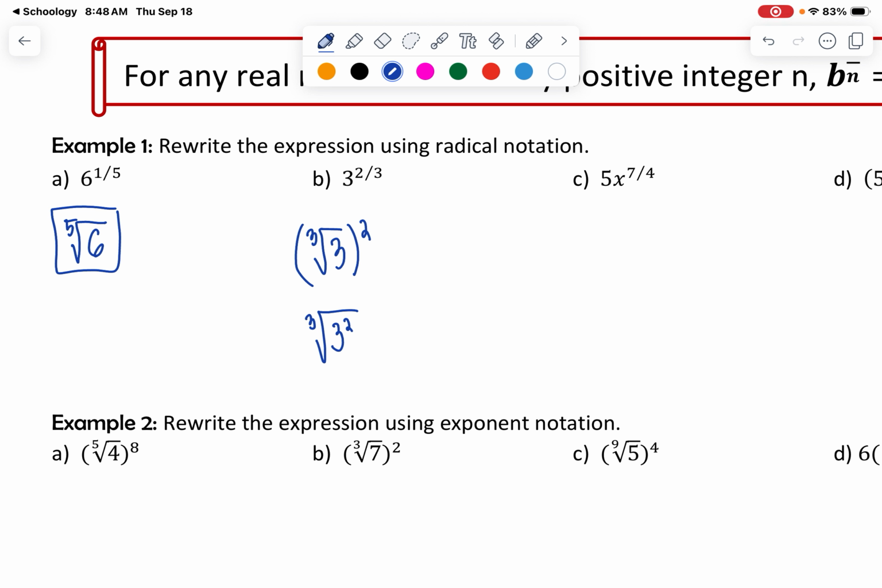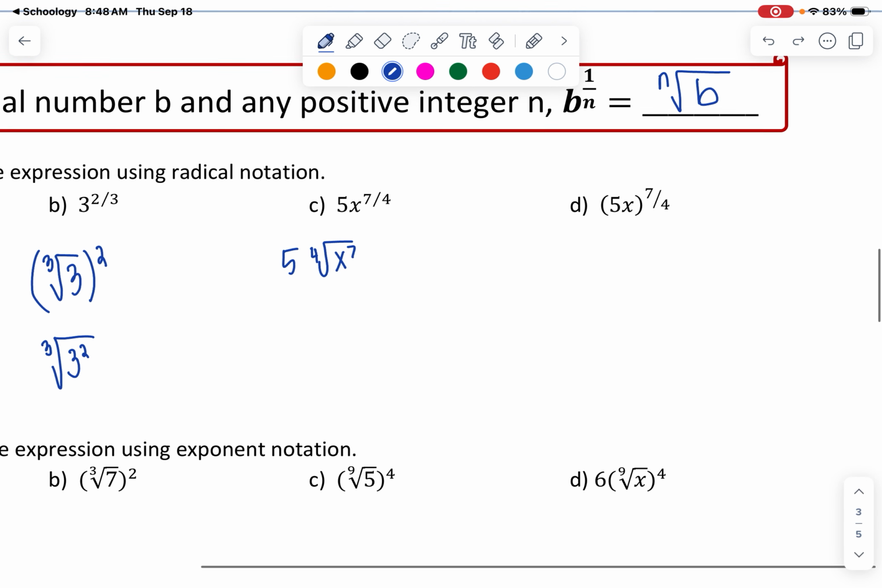Okay, this next one: there's a difference between 5x to the 7/4 and 5 times x to the 7/4. This is 5 times x to the 7/4, and we would not 4th root 5x. So we keep the 5 in front of the radical, and then we have the 4th root of x to the 7th. Or it can be written with the 7th out here, just so we're aware.